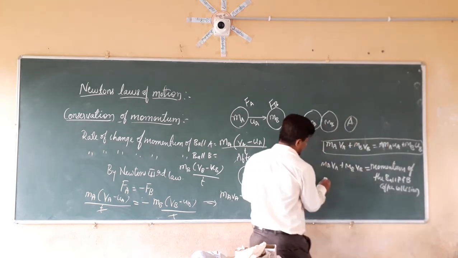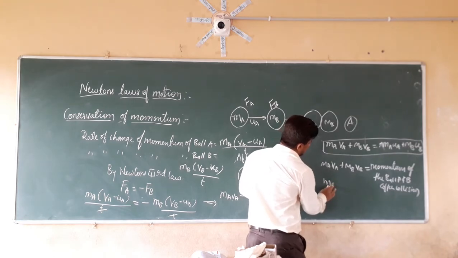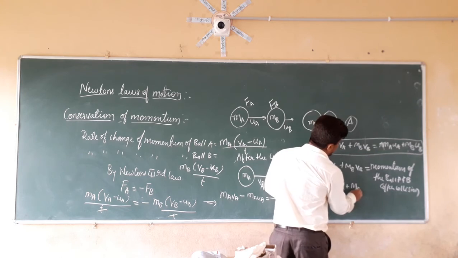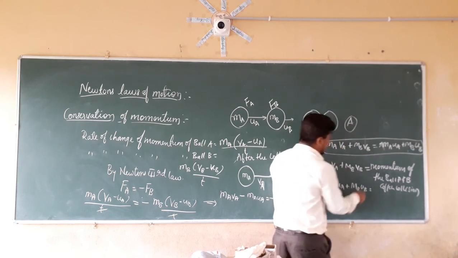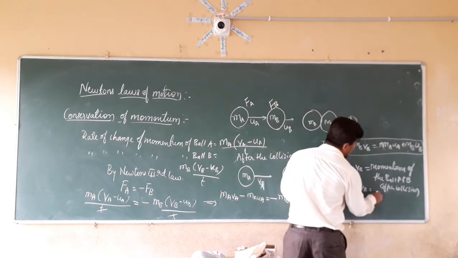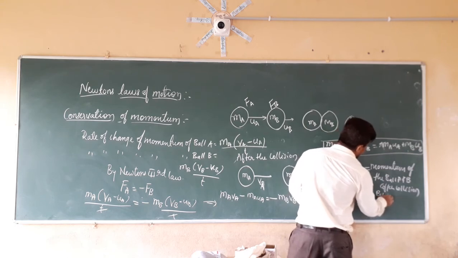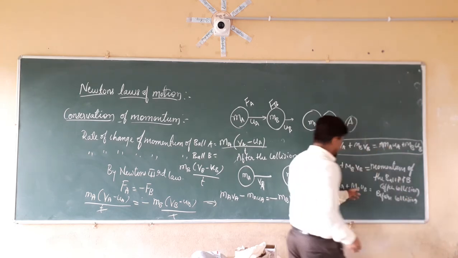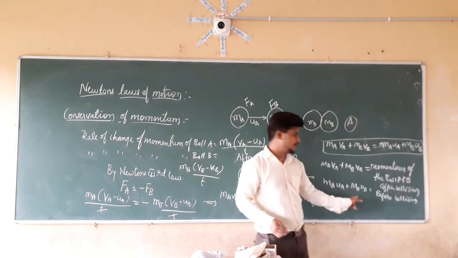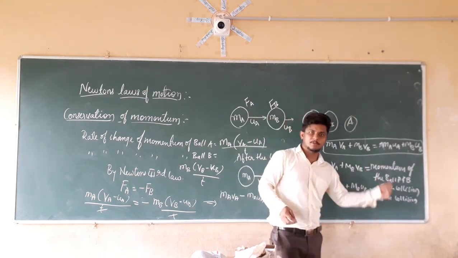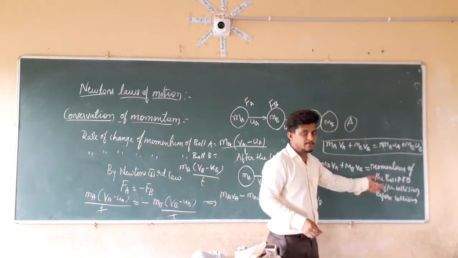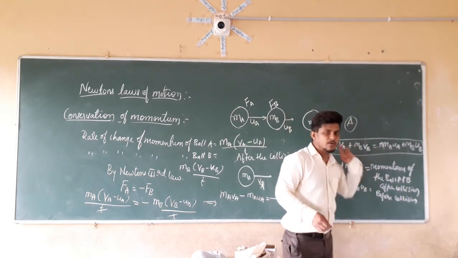In the same manner, MA UA plus MB UB are the momenta of balls A and B before the collision. So these are the momenta of the balls before the collision, and these are the momenta of the balls after the collision. The momentum before the collision and the momentum after the collision are both equal here.